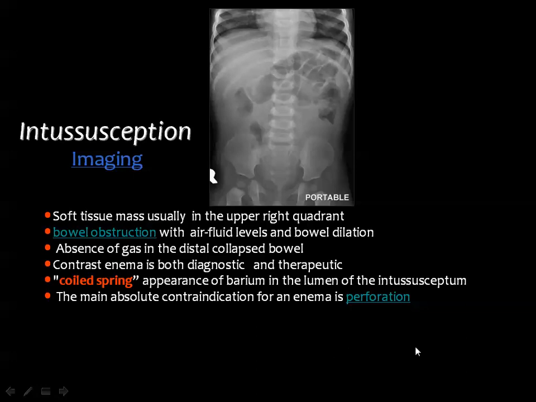Then it is difficult to appreciate the presence of intussusception in the plain X-ray. But you can see some distension of the bowel, and you can also notice that the distal part of the pelvic region is devoid of gas shadows. But sometimes you are not able to predict that this appearance is due to the intussusception.